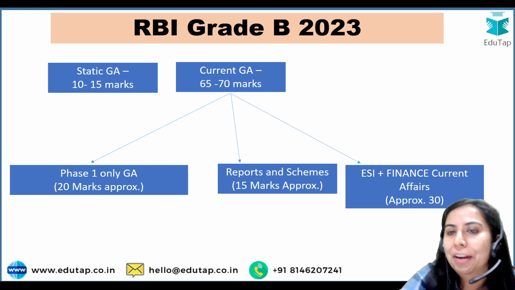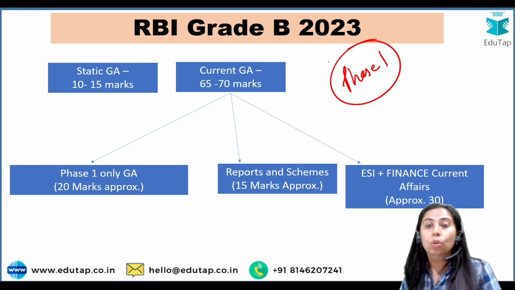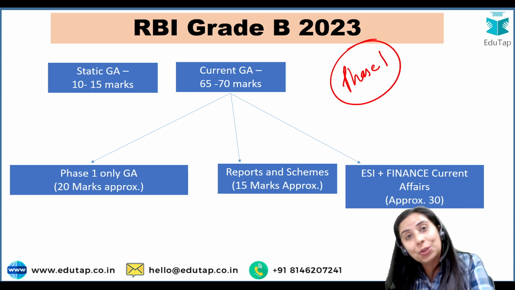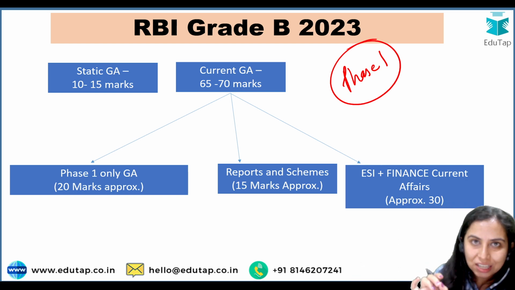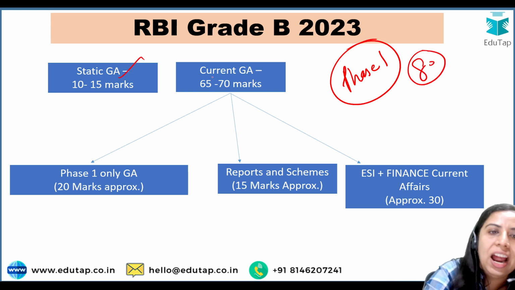But there is something left for phase 1, as I said in the initial part of my video itself. So what do you need to do that extra for phase 1? That I'm going to tell you now, so that you thank me video के बाद में, ठीक है? तो देखो, 80 marks का GA है आपका phase 1. It is divided into 2 sets, static GA and current GA.